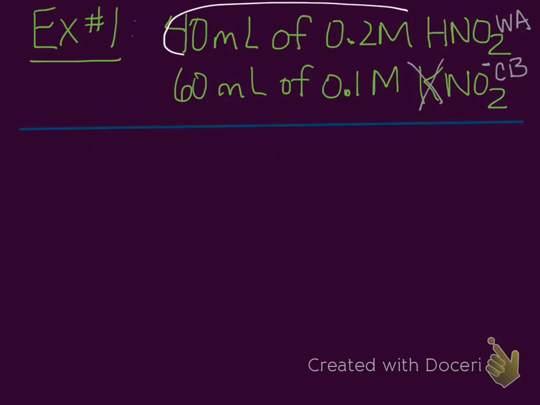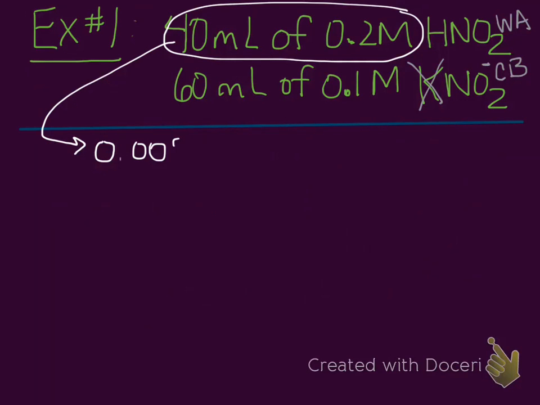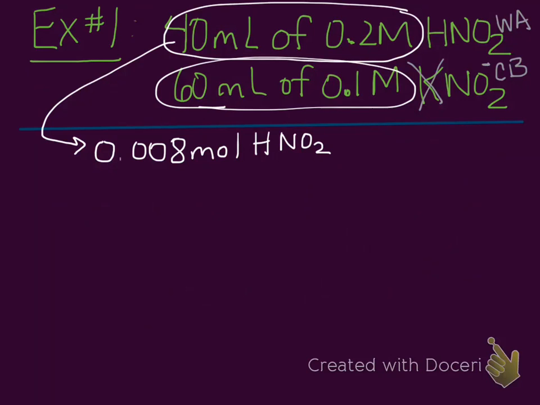So if we take the two of these and multiply them, this is 0.04. You're going to have 0.008 moles of HNO2. And when I take these two, I'm going to end up with 0.006 moles of NO2 minus, because remember, I don't really care about the K. And we'll just plug it into the equation.